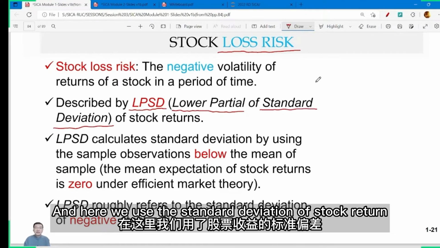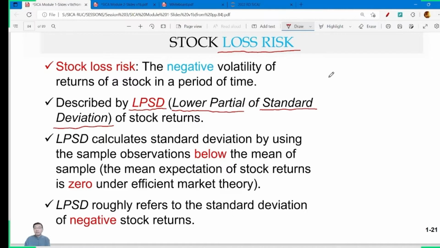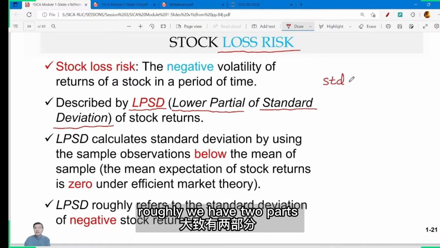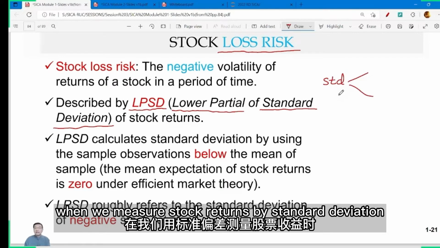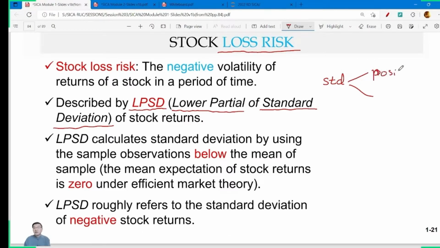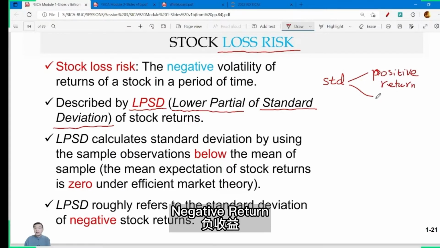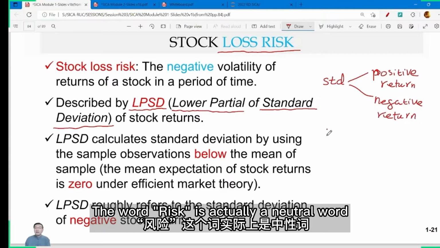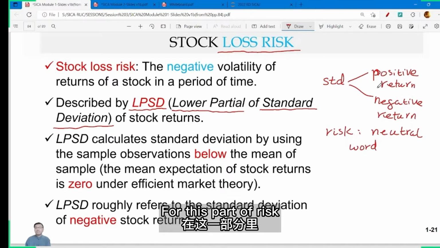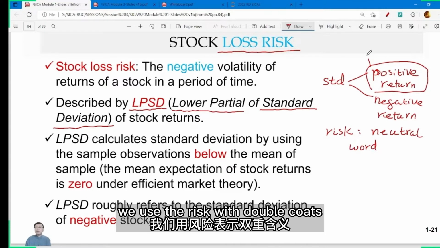LPSD stands for lower partial standard deviation. And here we use the standard deviation of stock return. In general, when we measure stock returns by standard deviation, we roughly have two parts. The first part we call the positive return. Another part we call the negative return. The word risk is actually a neutral word. For this part of risk, we use the risk with double quotes.